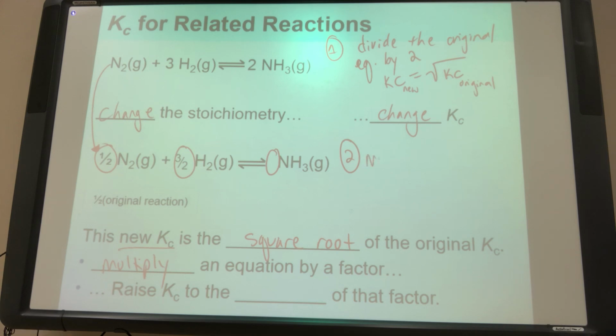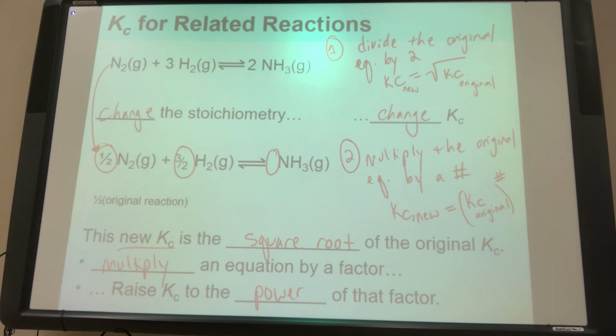So if I multiply the original equation by a number, then I'm going to raise KC to the power of that factor. So my KC new would be the KC original to that factor. So square, cube, whatever.